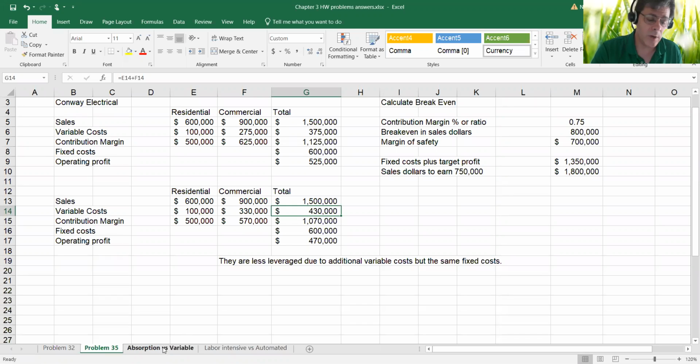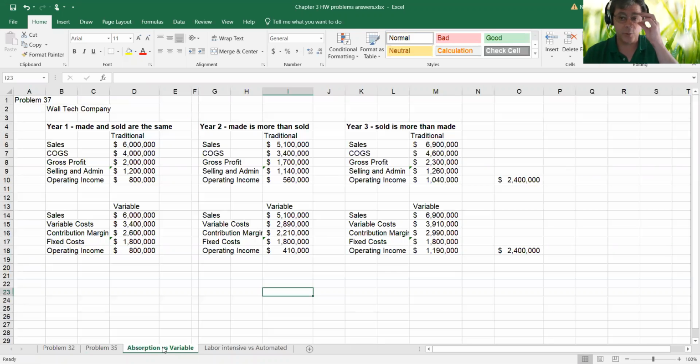Okay, so if you want to go back and look at this, this is problem 37 in the textbook, but it illustrates the idea that we hit on at the very end of class on Tuesday, the difference between variable costing and what we call traditional costing or absorption costing. Now, the idea of absorption costing is all of the costs go into cost of goods sold. And that's what we did when we first learned in chapter 1.